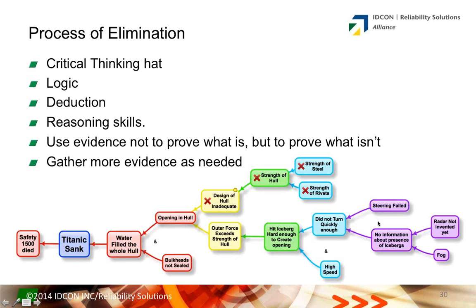We could eliminate actually steering. It failed. Okay? And then we're left with the possible causes. Possible causes was we didn't know the iceberg was there because our lookout didn't see it. We were in fog, and we were traveling too fast. Okay? So we use logic, deduction, reasoning, critical thinking to eliminate things, and we end up with our problem.